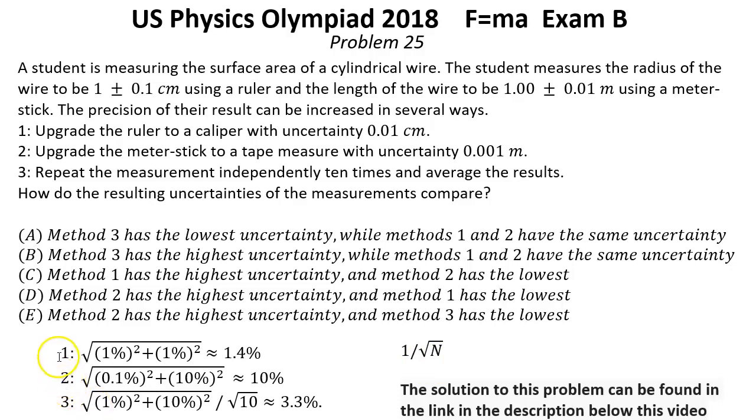Then for the first method we have this formula, which is 1.4%. For the second method we have about 10% uncertainty. For the third method we have uncertainty 3.3%. Then method 2 has the highest uncertainty and method 1 has the lowest. The answer for this problem is D. And that was the solution for problem number 25.